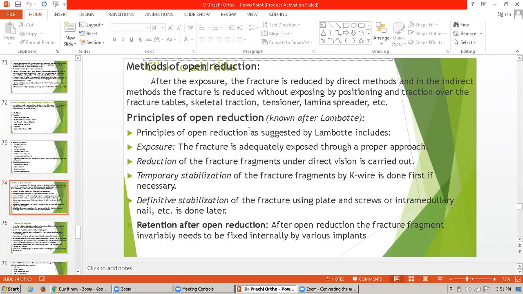Then the principles of open reduction are those known after Lambotte, that is, the principles of open reduction as suggested by Lambotte include.